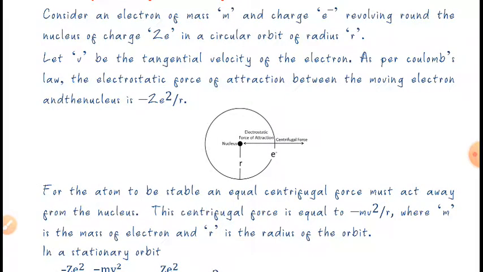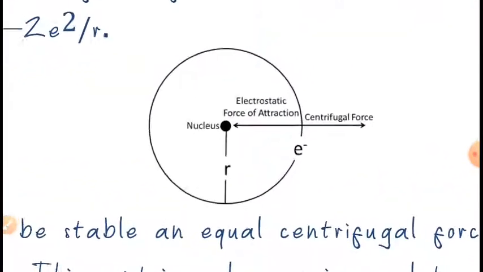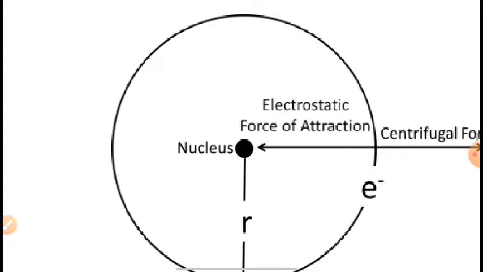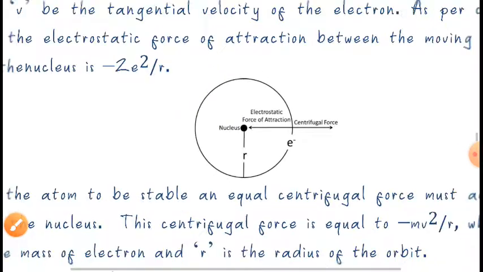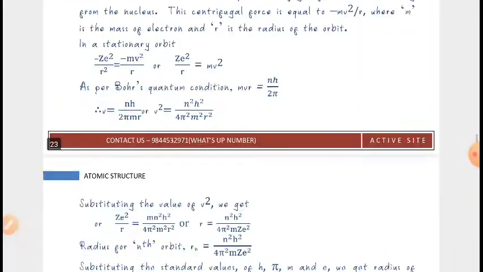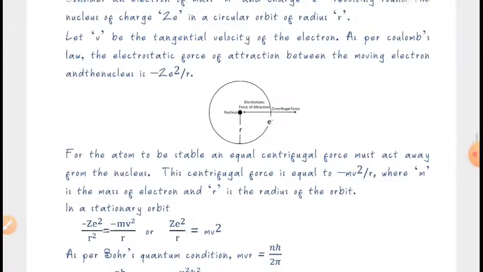So how will we see? You can see this one. This is the nucleus. In this nucleus, suppose there is a charge of, okay, we will see this in the next class, because it will take some more time. So we will see this in the next class.